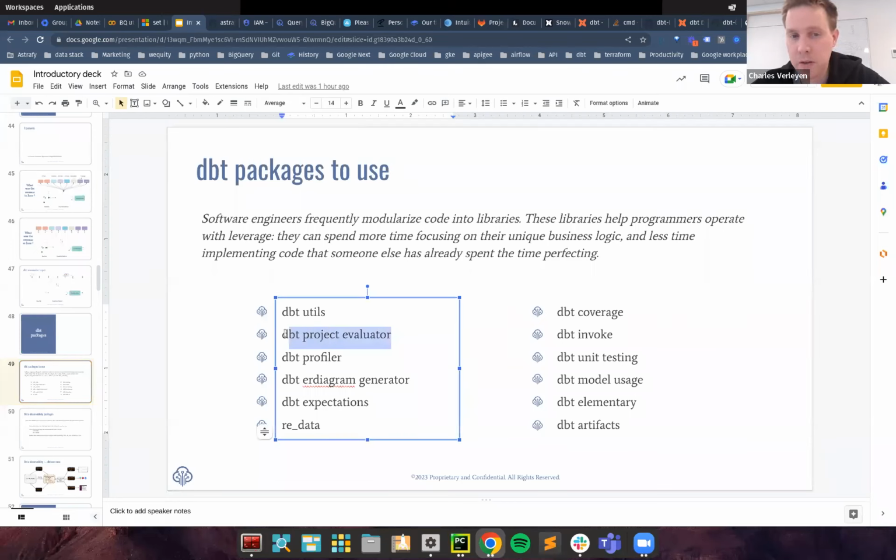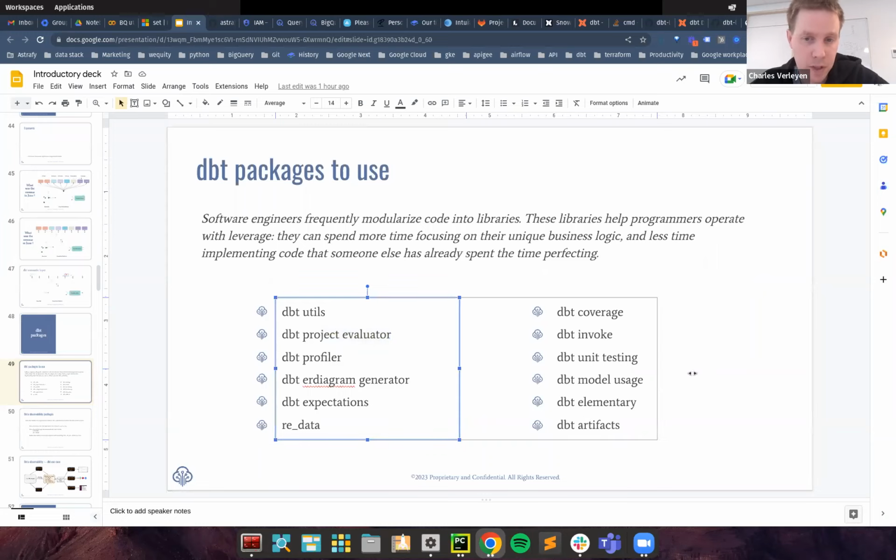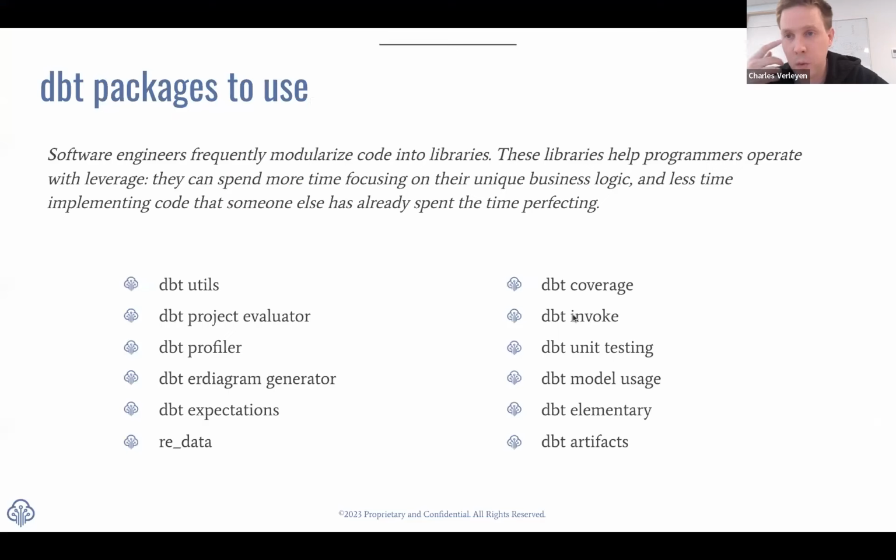With dbt Project Evaluator, you just install it and it runs behind the scenes. Every time you do a dbt test, dbt Project Evaluator will run and give you warnings about best practices that you're missing in the dbt project. dbt Profiler, that's a cool one also. For each of your models, it gives you profiling statistics that you can then add as documentation to your model properties.